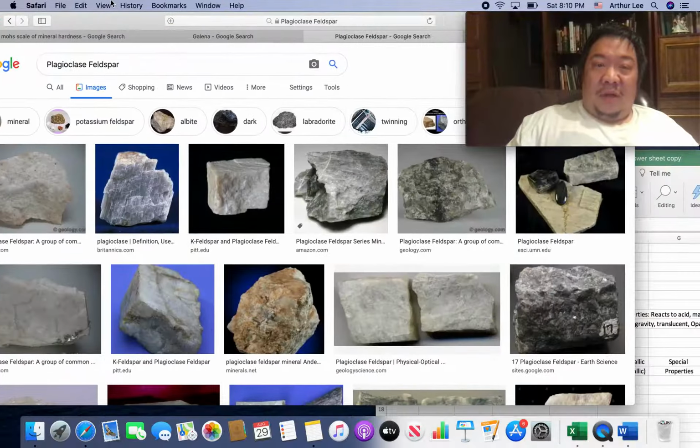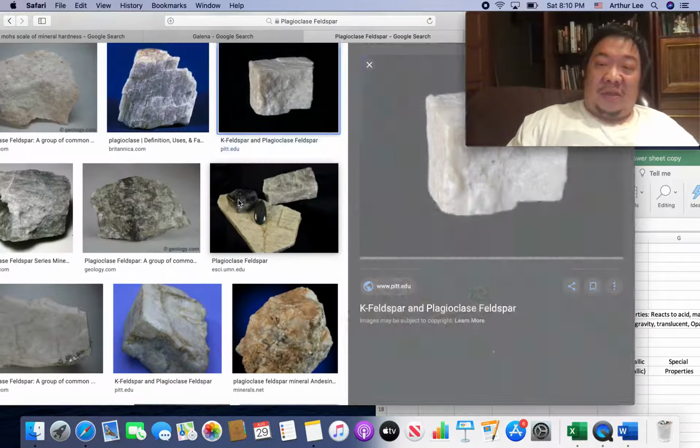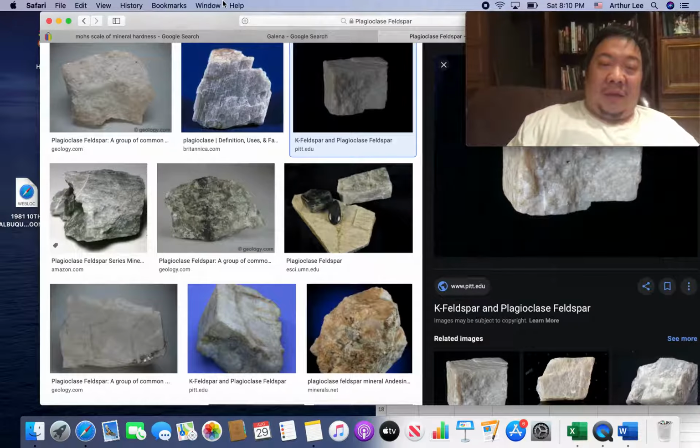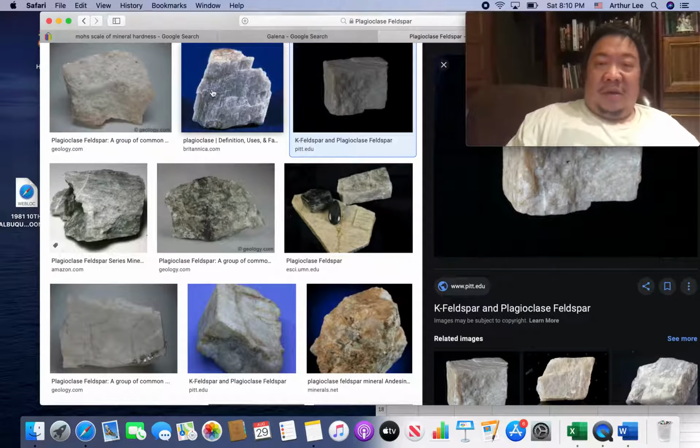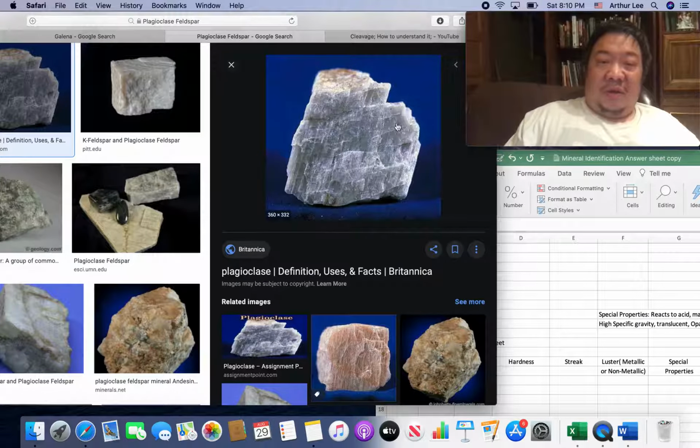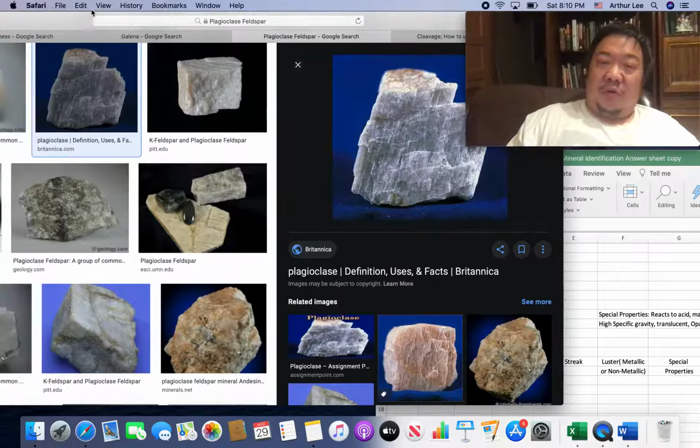Plagioclase feldspar is different than potassium feldspar or orthoclase because it is light. It's white to light gray in color. It also has good cleavage. Notice how it breaks off with two directions of cleavage. It's opaque. It will scratch glass. Both types of feldspars, orthoclase and plagioclase feldspar, will scratch glass, meaning that they have a hardness of more than 6.5.